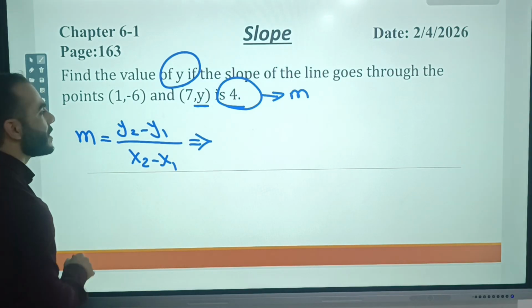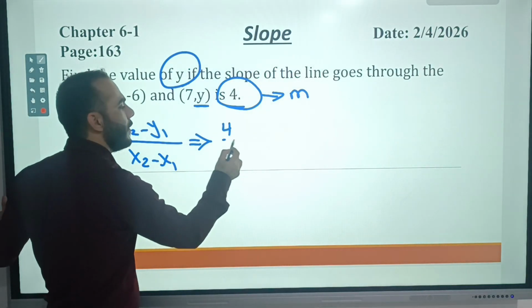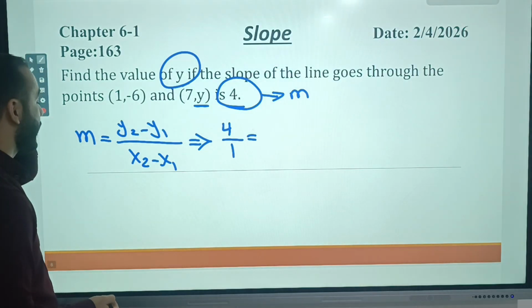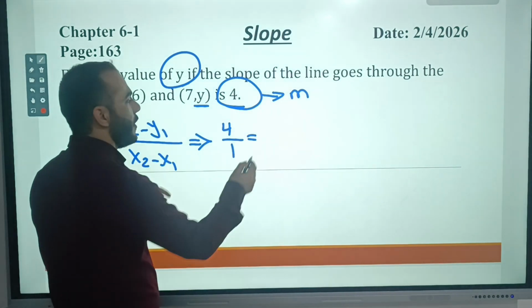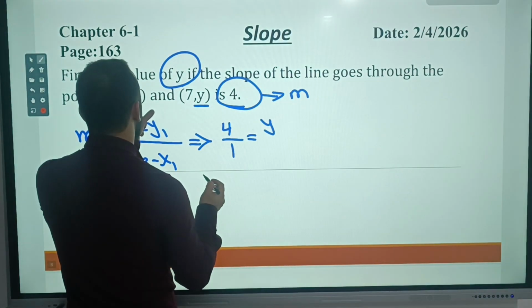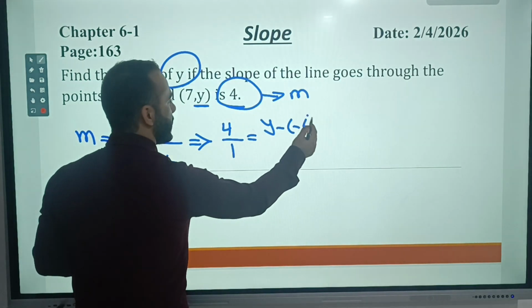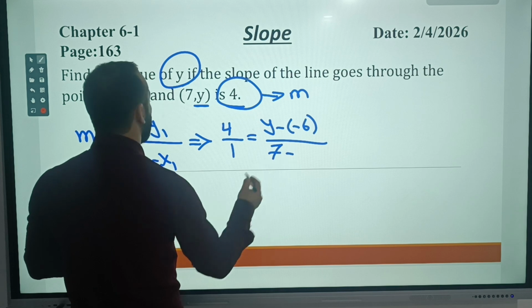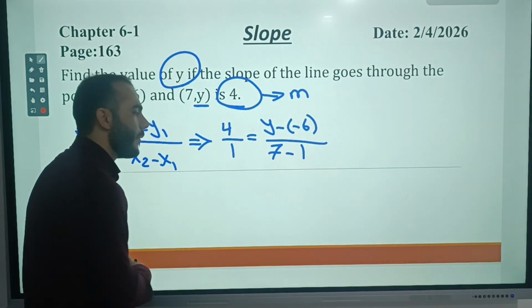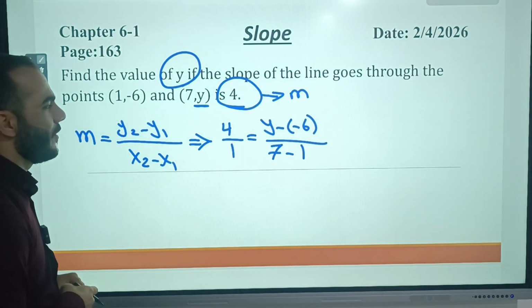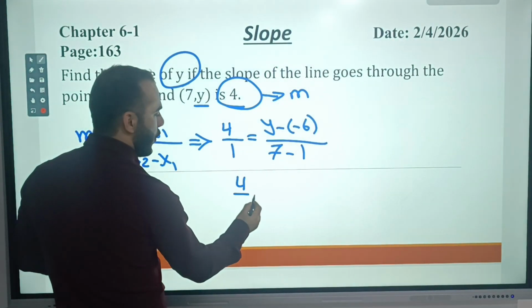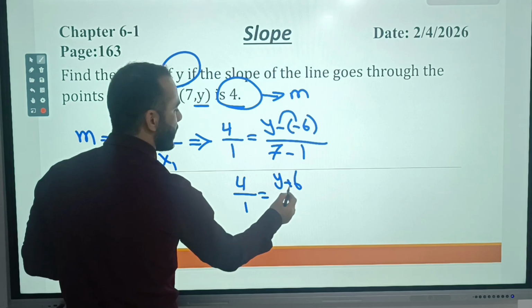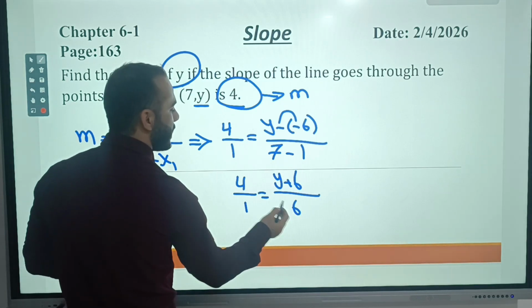So, m is given, which is 4. Let's just give a denominator of 1, because we will need it. Right now, I will tell you where. y2 is not given, so y. y1 is -6, so minus -6, over x2 is 7 minus 1. So right now, let's simplify it a little bit more. 4 over 1 equals, negative times negative, positive, so y plus 6 over 7 minus 1, which is 6.